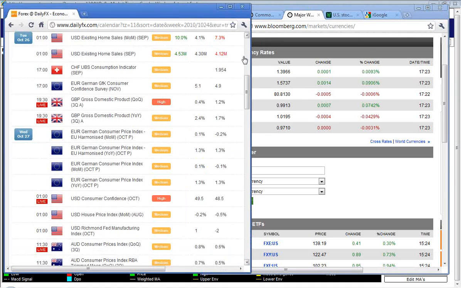Take a look at our economic calendar for today. Nothing too significant. There is a GDP number out of the UK for the third quarter. That's around 7:30 our time tonight. Forecast is a 0.4 figure. Previous was 1.2. So if we see a significantly different number to that forecast, there might be a bit of a reaction.